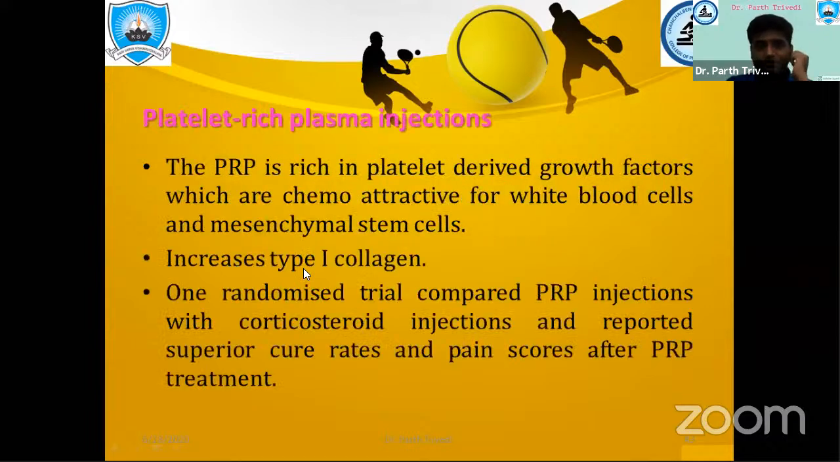PRP injections, yes, platelet-rich plasma injections. Platelets are generally taken from the patient's own blood, and they are rich in mesenchymal cells and type 1 collagen and collagen fibers. As I said in our first few slides, collagen is much more necessary, and PRP has shown results, okay? But a large number of trials and reviews are still pending, but this is a ray of hope. This is definitely a ray of hope for long-standing chronic elbow cases.